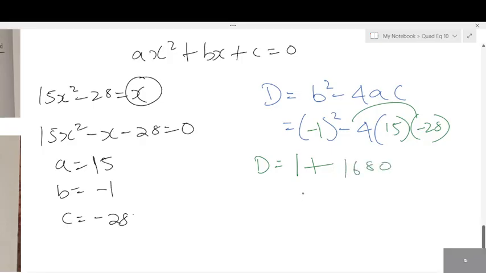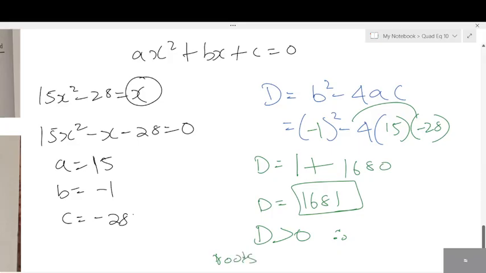1680 plus 1 is 1681. This 1681 is greater than or equal to 0, so you'll have to write like this: D value is greater than 0. Therefore, roots are what? First thing, roots are equal or unequal? They will be unequal. Only if D is equal to 0, students, would they have been equal. Okay, unequal. And real or rational or irrational? Is it rational or irrational?